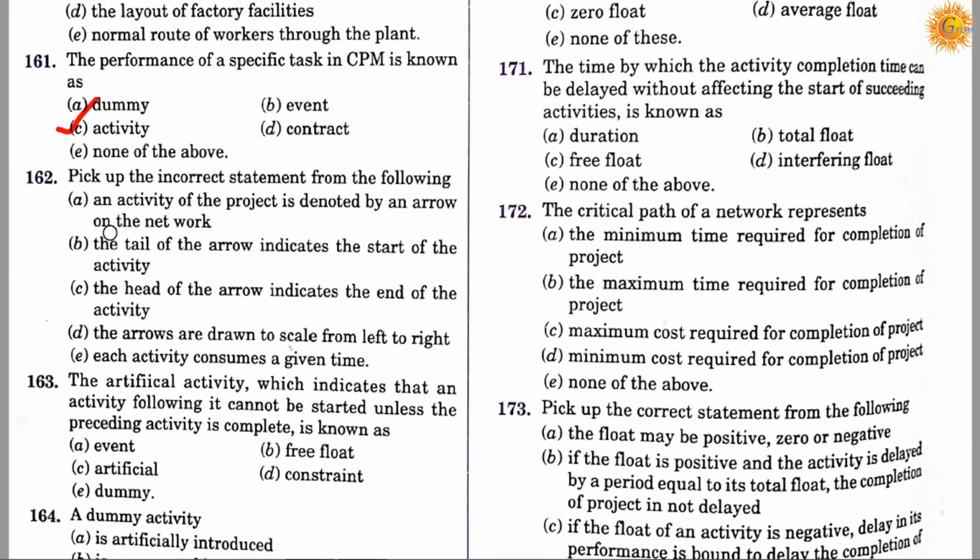Question number 162. Pick up the incorrect statement from the following. Option A, an activity of the project is denoted by an arrow on the network; option B, the tail of the arrow indicates the start of the activity; option C, the head of the arrow indicates the end of the activity; option D, the arrows are drawn to scale from left to right; and option E, each activity consumes a given time. So the correct answer is D. The incorrect statement is that the arrows are drawn to scale from left to right.